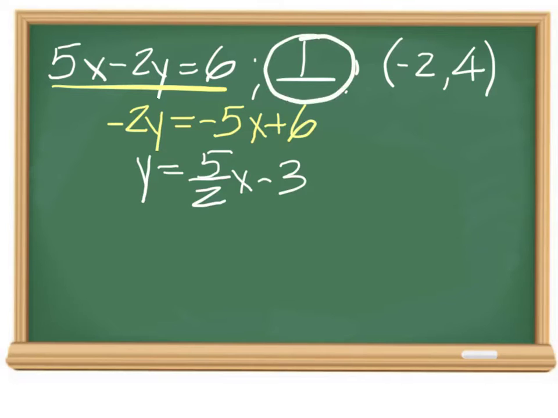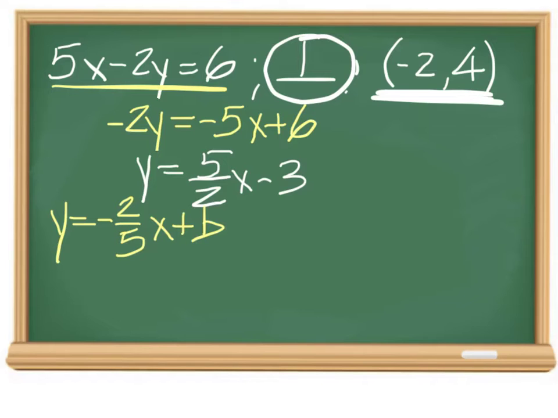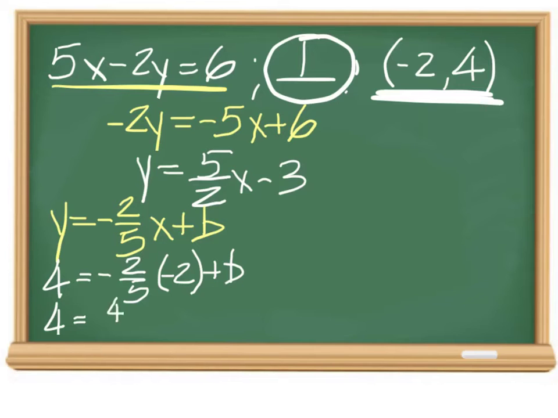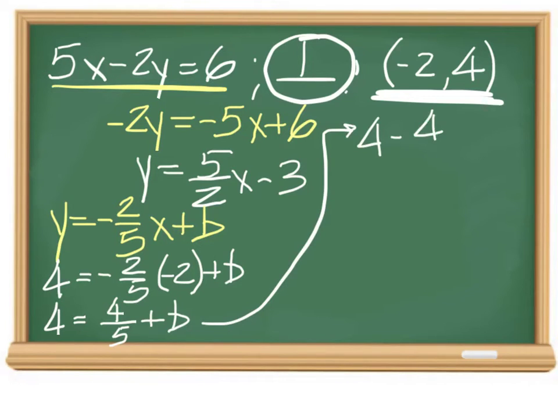Now, since this is perpendicular, you must use the negative reciprocal of the slope. The negative reciprocal of 5 over 2 is negative 2 over 5. Now plug in this point, negative 2, 4, and then simplify that multiplication to get 4 over 5, and move it to the left-hand side, changing the sign.